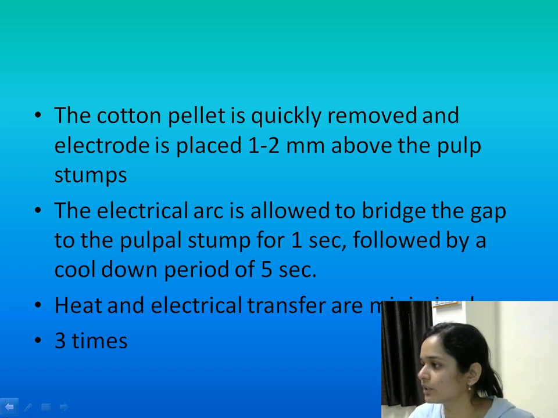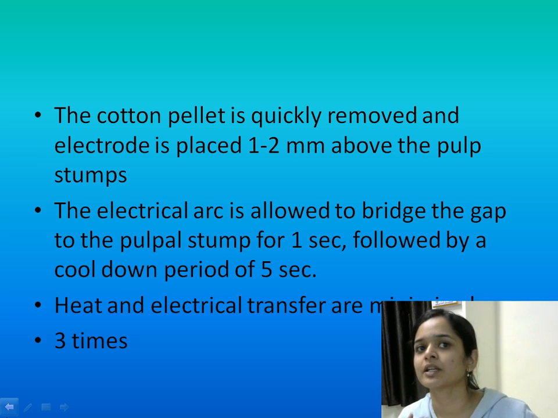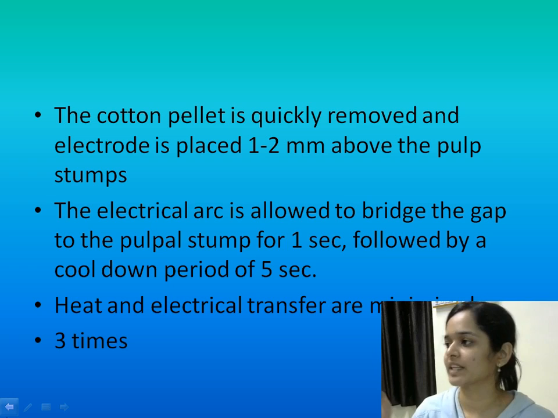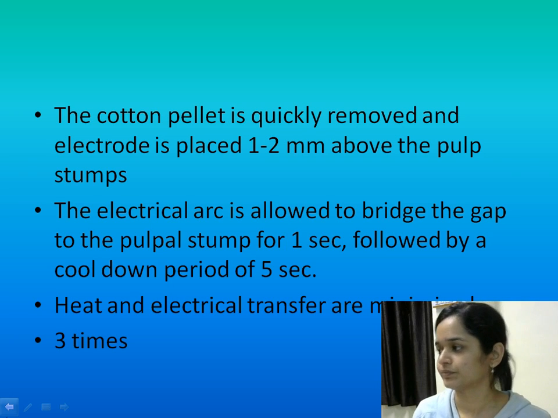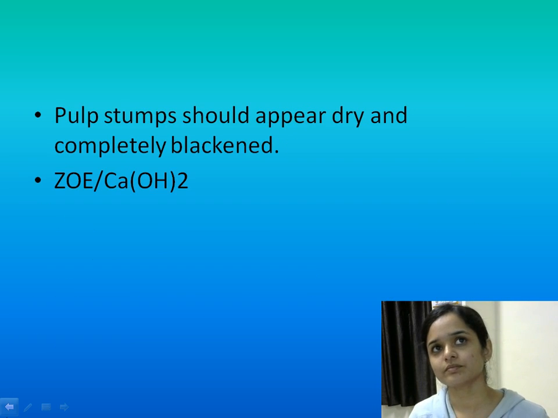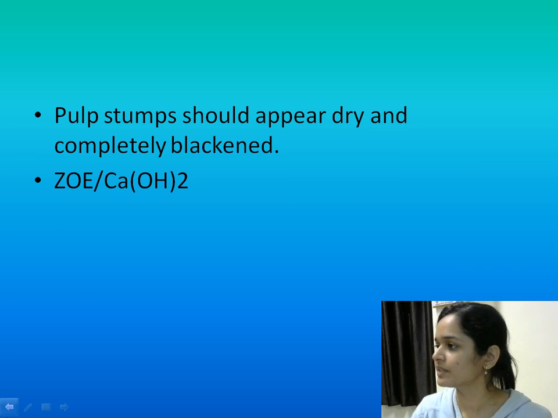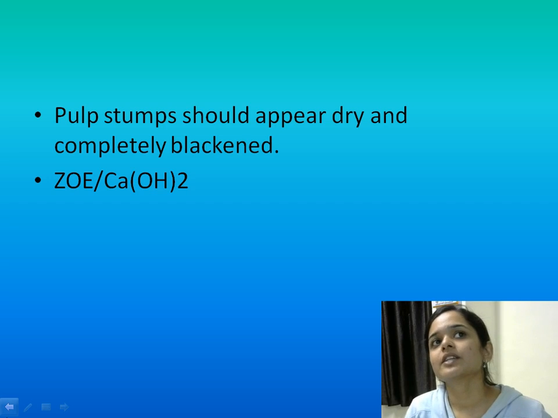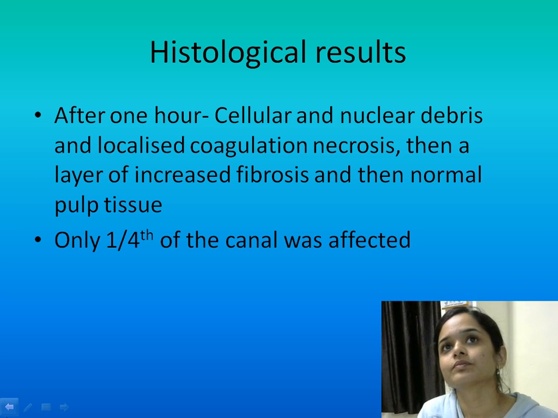I don't think they will ask you MCQs on the cool down period. You just keep in mind it is 5 to 10 seconds. Heat and electrical transfer are minimized. The electrode is touched maximum 3 times. Pulp stump should appear dry and completely blackened. It carbonizes the pulp tissue. So with Formocresol you can see brown stumps, with this you will see black stumps. And then zinc oxide base.